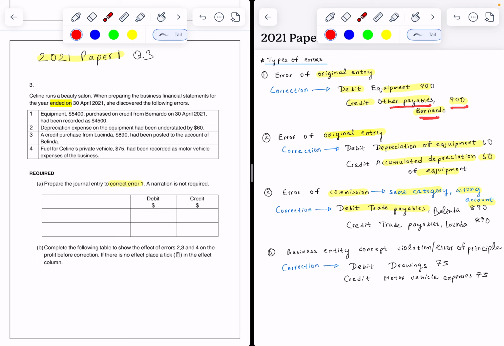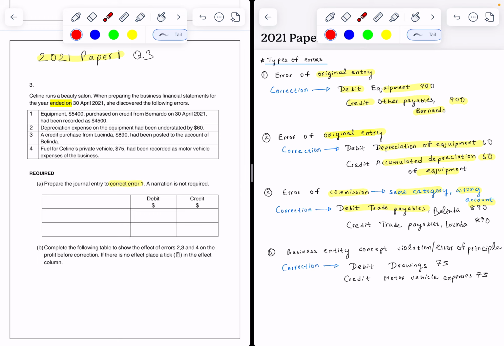Do not write trade payables here because trade payable refers to credit suppliers of the business. These are the people from whom you buy inventory on credit and then you sell the same inventory to your customers at a profit or at a markup. Here, you're buying a non-current asset on credit. So it's best for you to write other payables, Bernardo, to get full marks, okay?